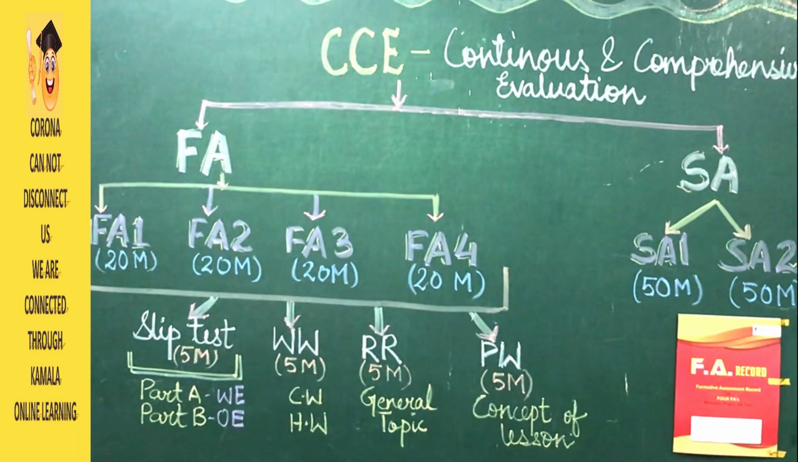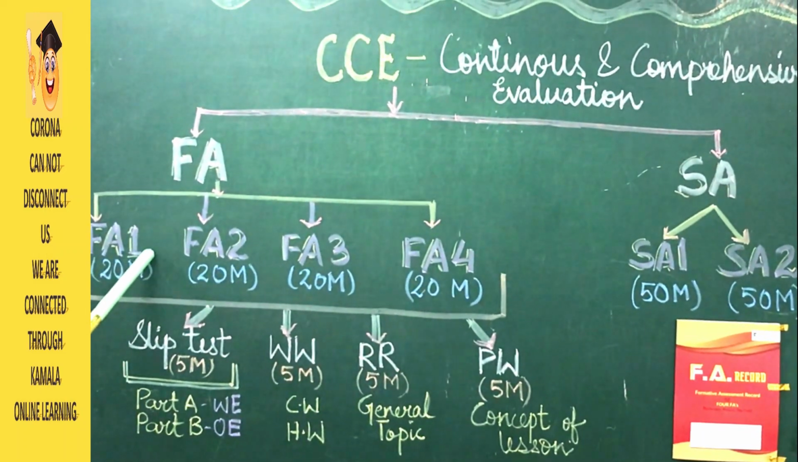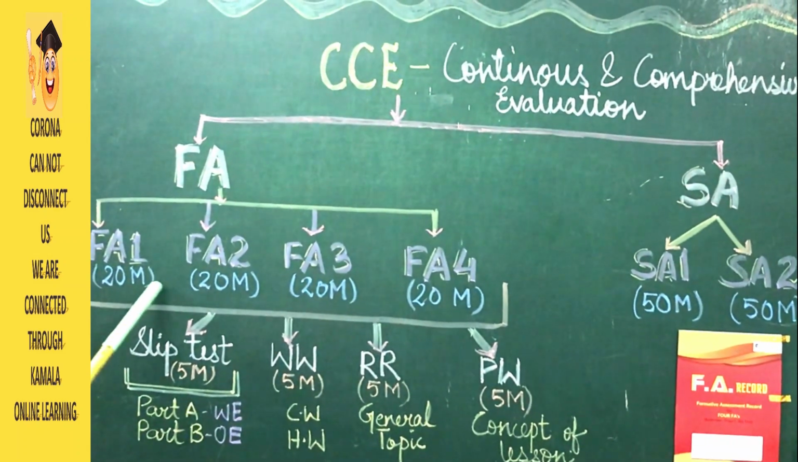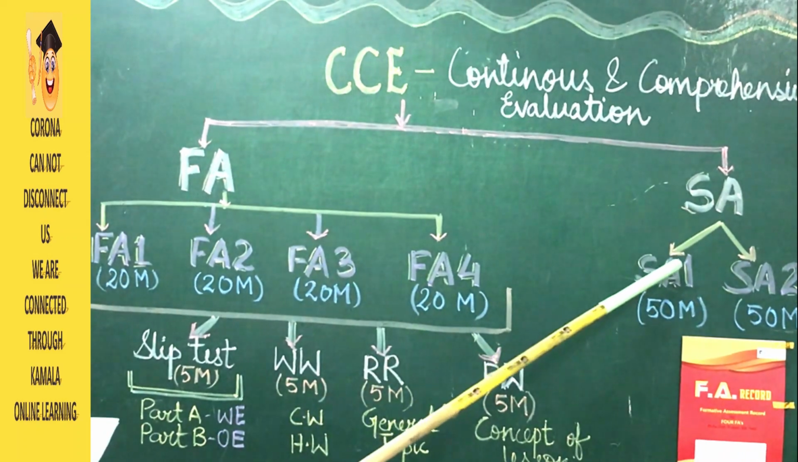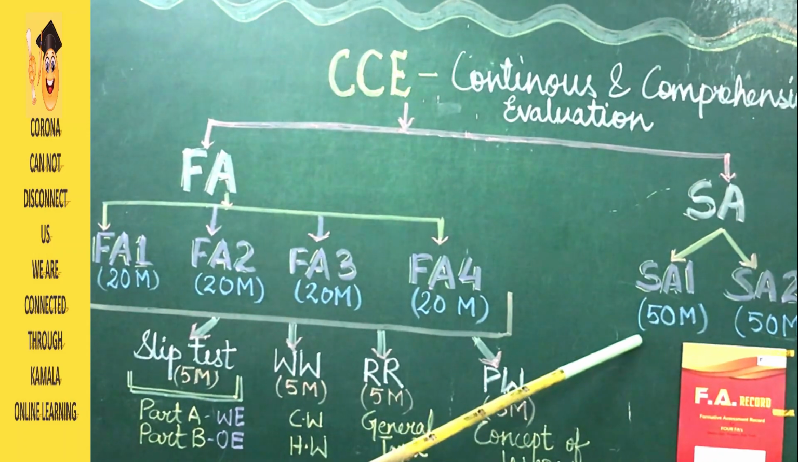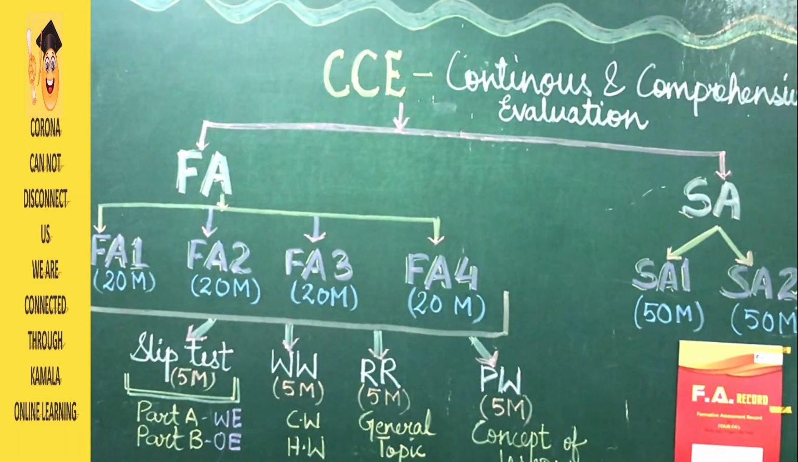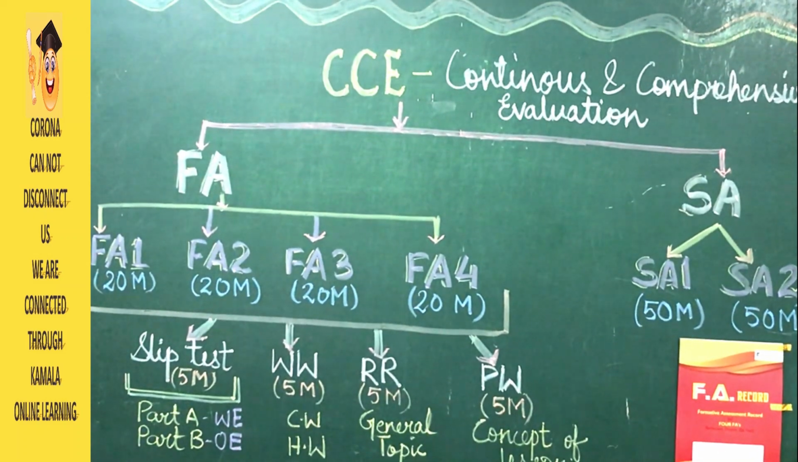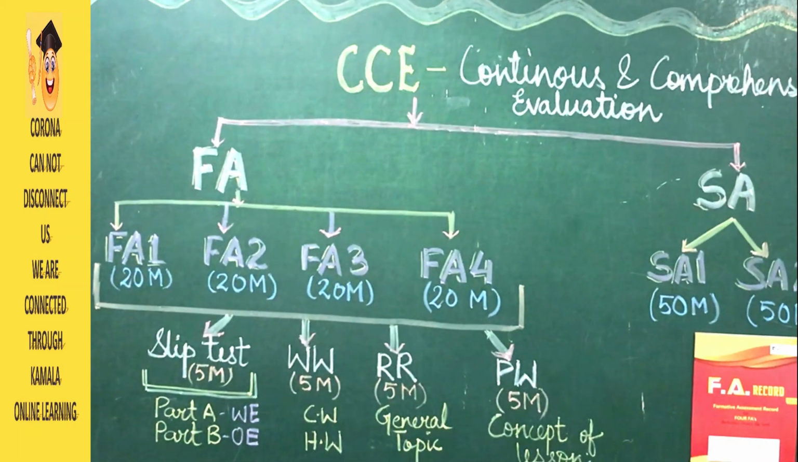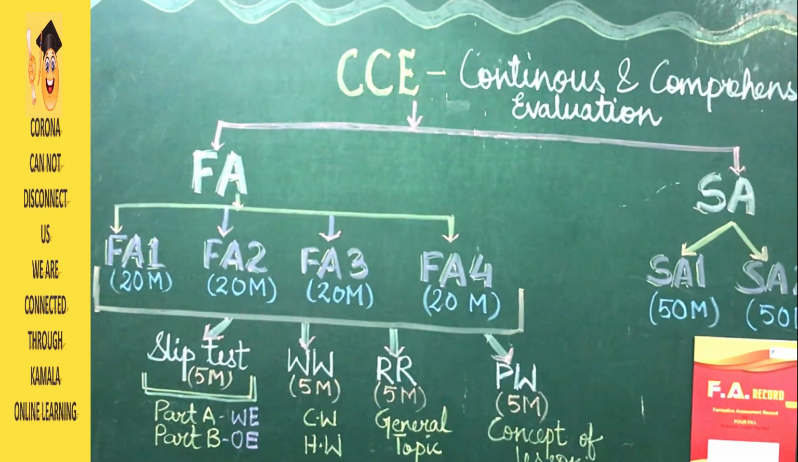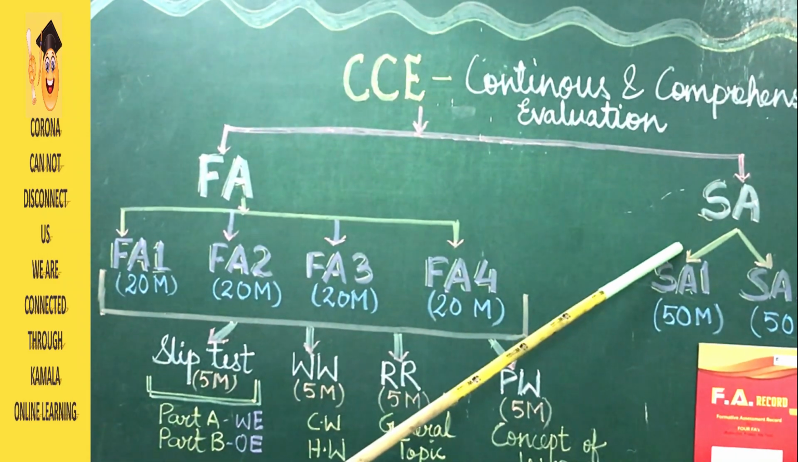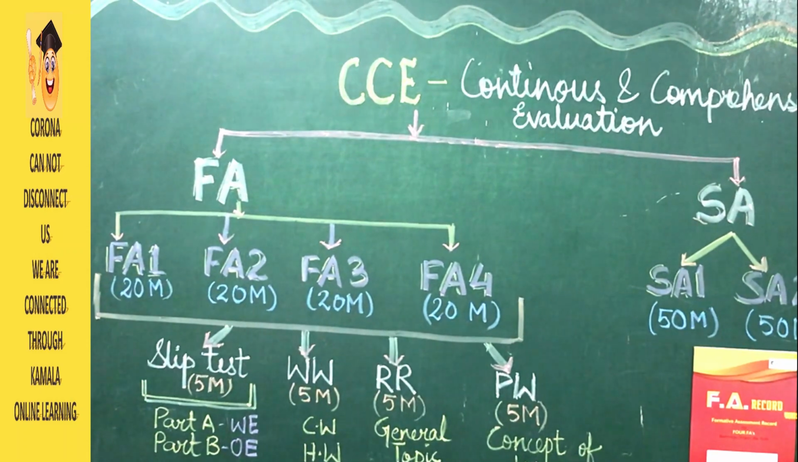In an academic year, we have four formative assessments, that is FA1, FA2, FA3, FA4, each of 20 marks. And in summative assessment, we have two assessments, that is SA1 and SA2, each of 50 marks. Let us now know in detail about the pattern of FA and SA, as this will help you to prepare for them and perform well. The formative assessment is like a unit test and summative assessment is like quarterly and annual examinations.